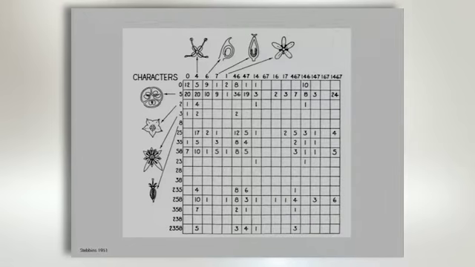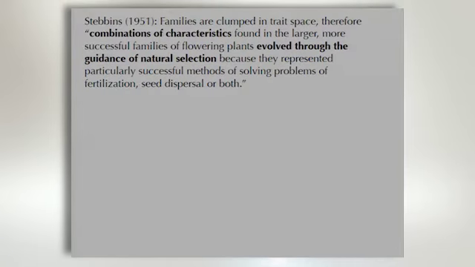There are a lot of cells that have very few families, but there are also cells that have a lot of families. And so Stebbins looked at the distribution of these data, and he wrote, families are clumped in trait space, therefore combinations of characteristics found in the larger, more successful families of flowering plants evolved through the guidance of natural selection because they represented particularly successful methods of solving problems of fertilization, seed dispersal, or both.